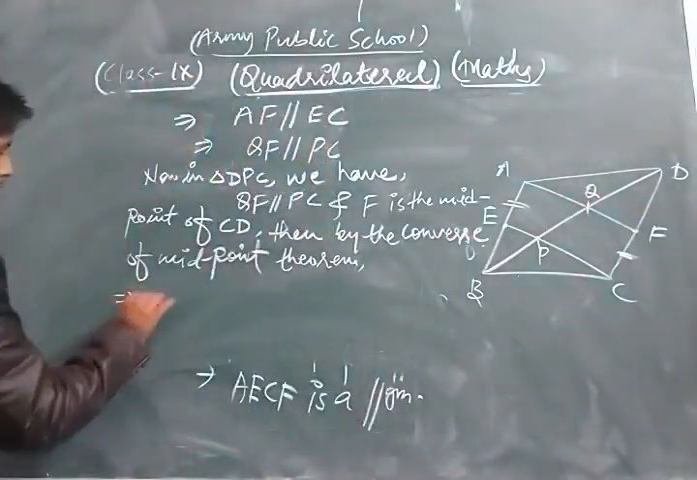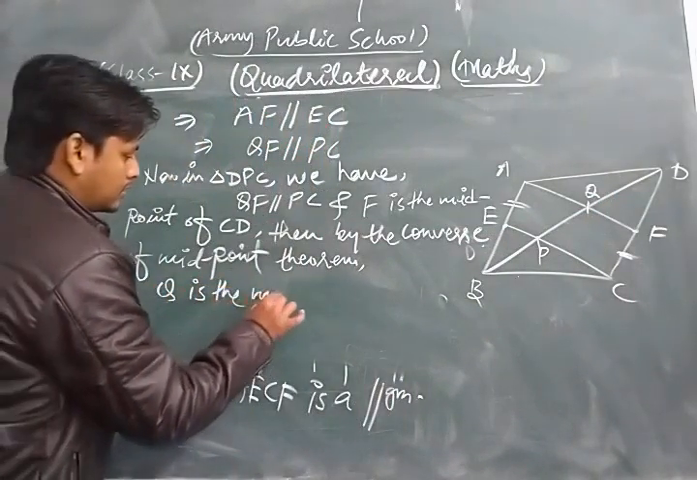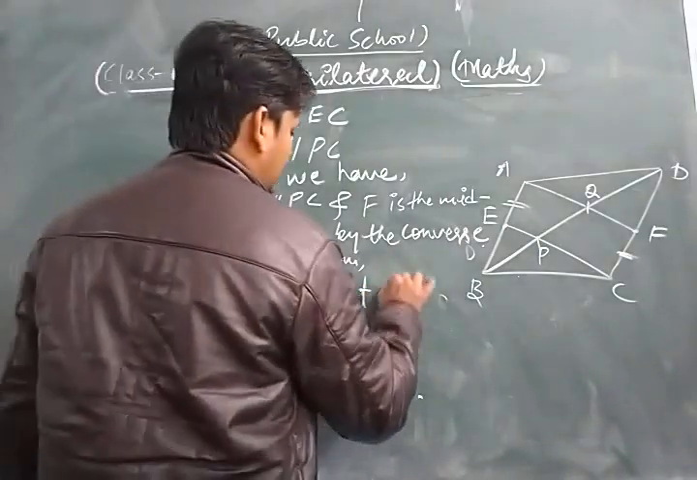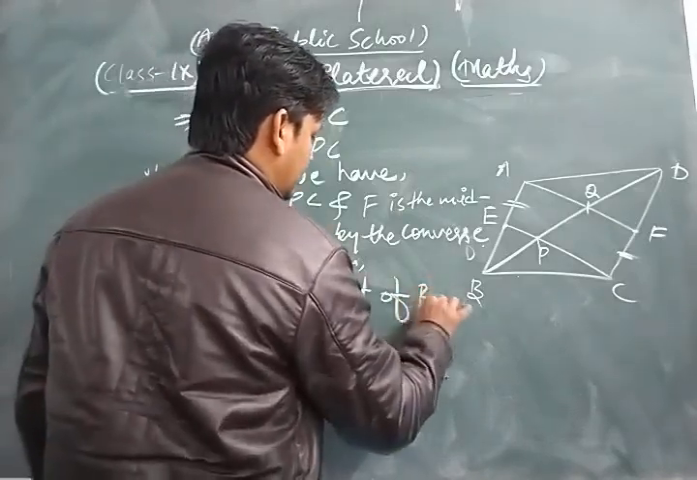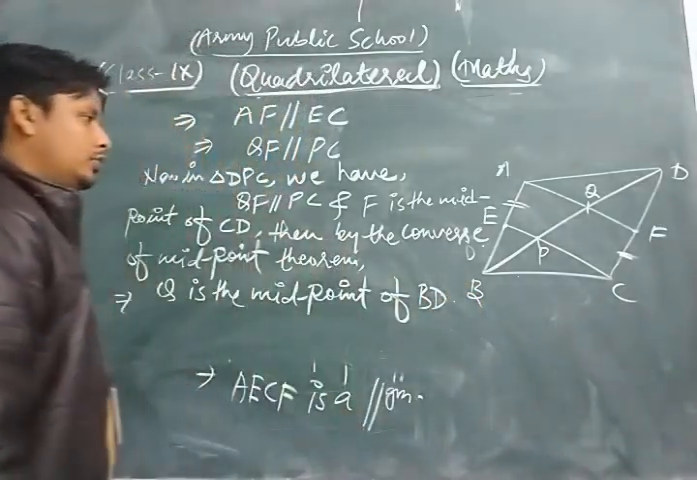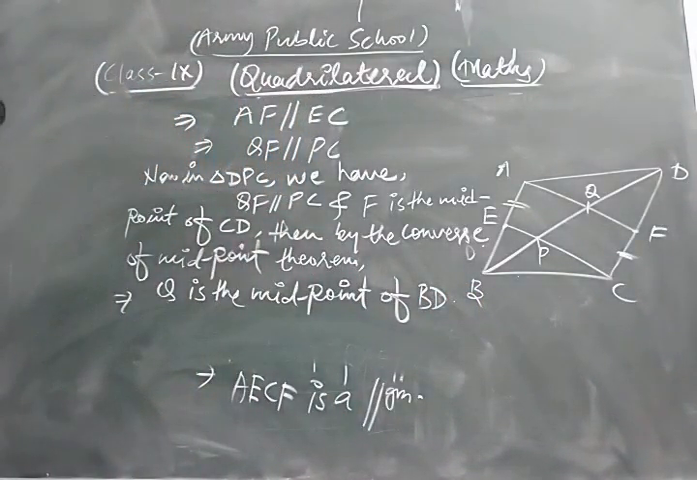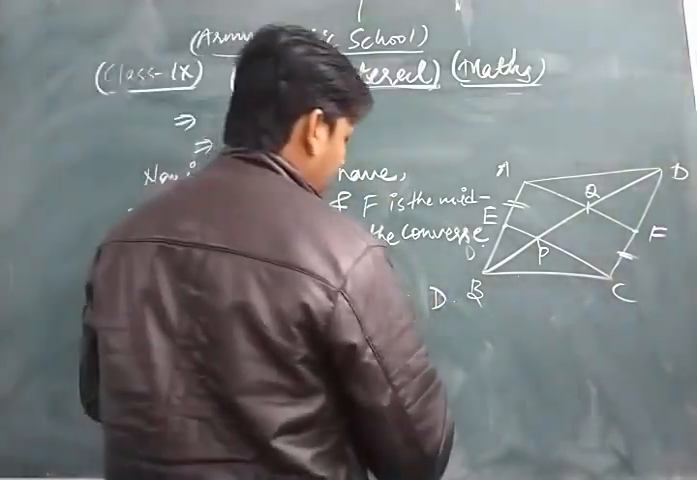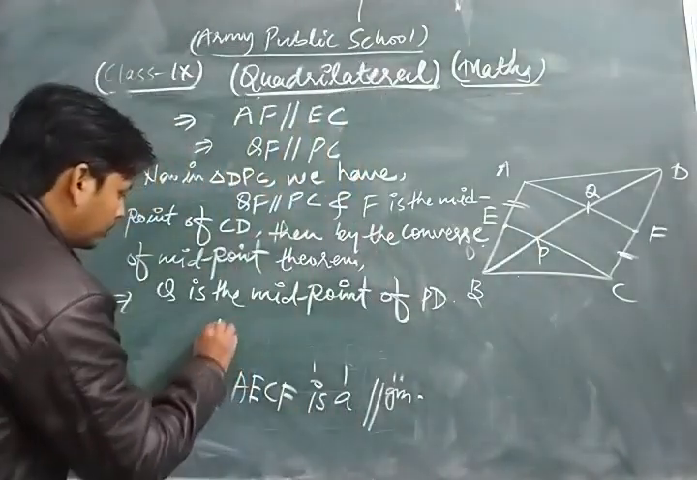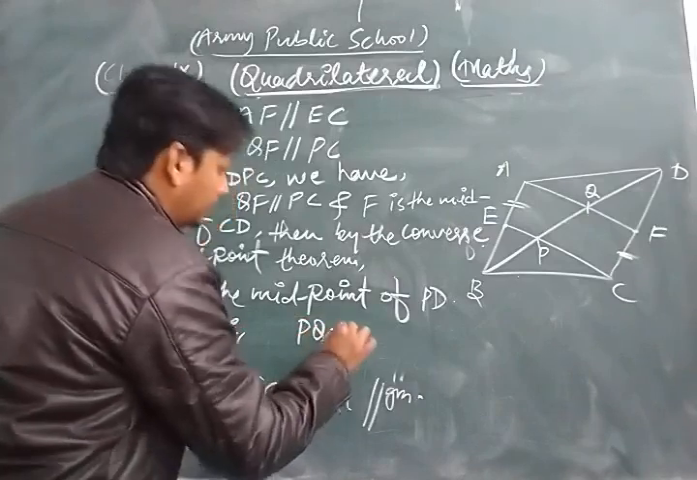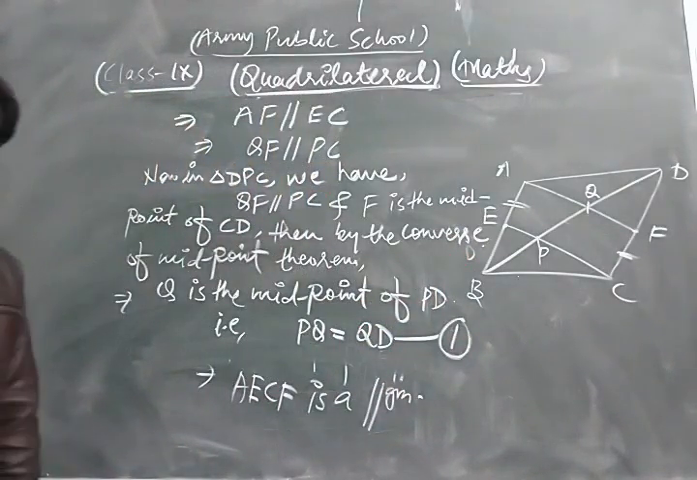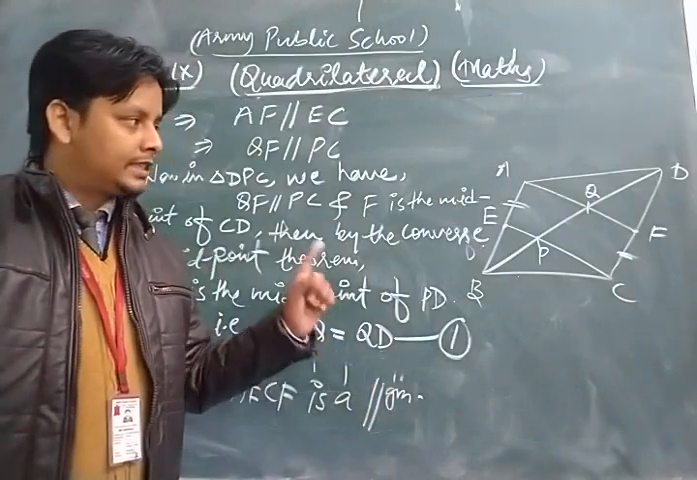Q is the midpoint of PD. That is, PQ is equal to QD. We take this as equation number 1.